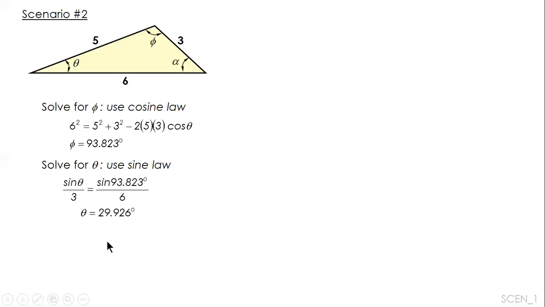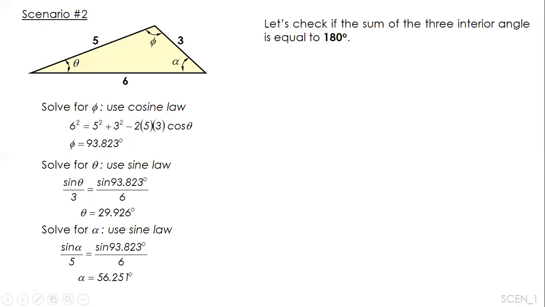And then again, alpha using sine law. And then check again. Check if the sum of the three interior angles is equal to 180 degrees. And again, if you have your calculator, you can add them. And the total is 180 degrees. And so you are correct. Okay.